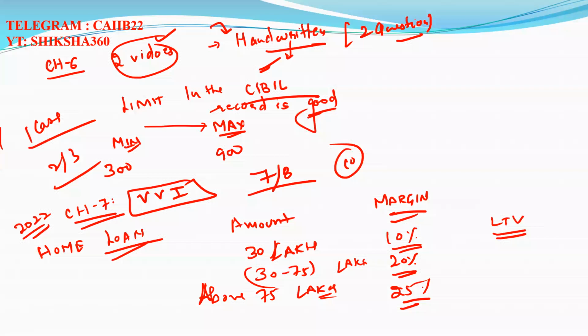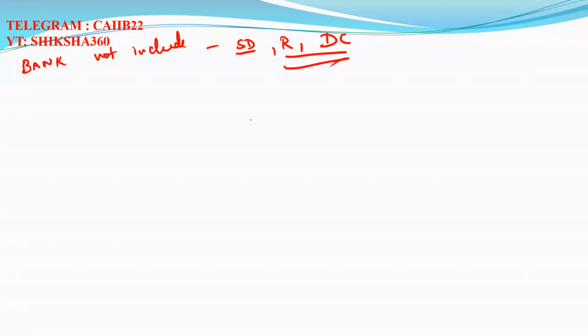Next point, which they have also asked in the examination: generally, what does the bank not include? Stamp duty, registration, and other documentation charges. Okay, the bank does not include stamp duty, registration, and other documentation charges in the cost of the housing property they finance, so that the effectiveness of LTV norms, that is loan to value norms, is not diluted.